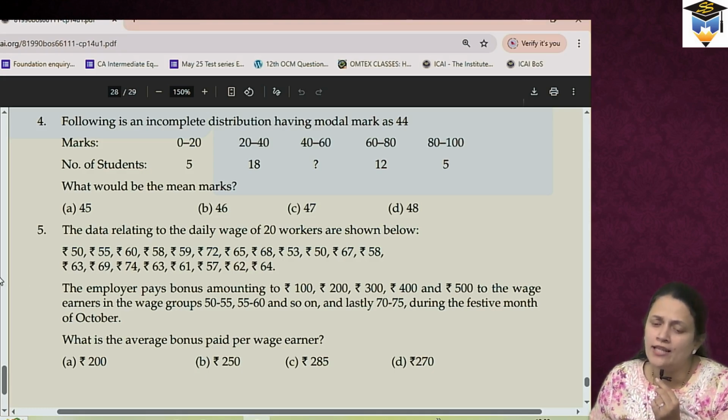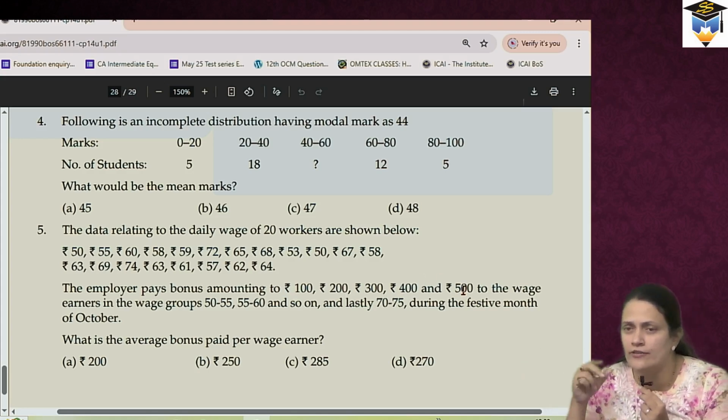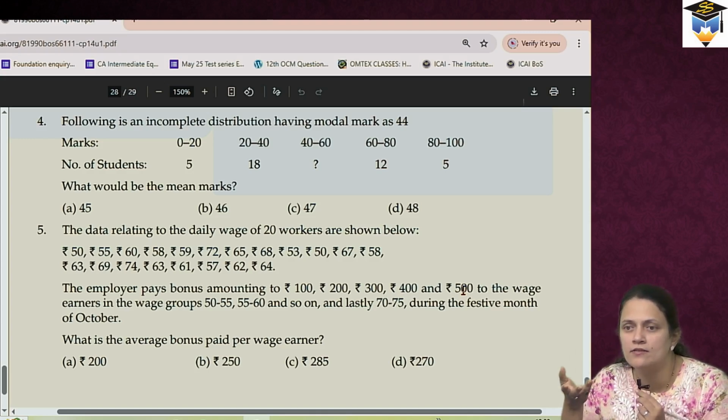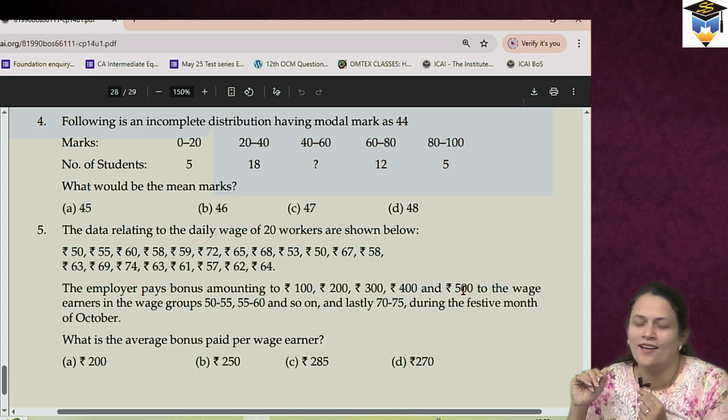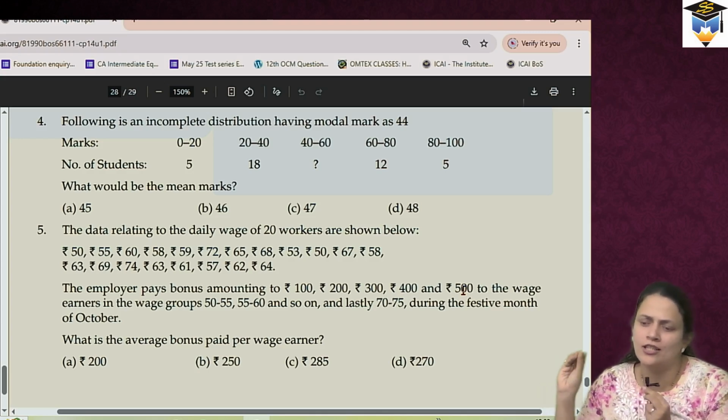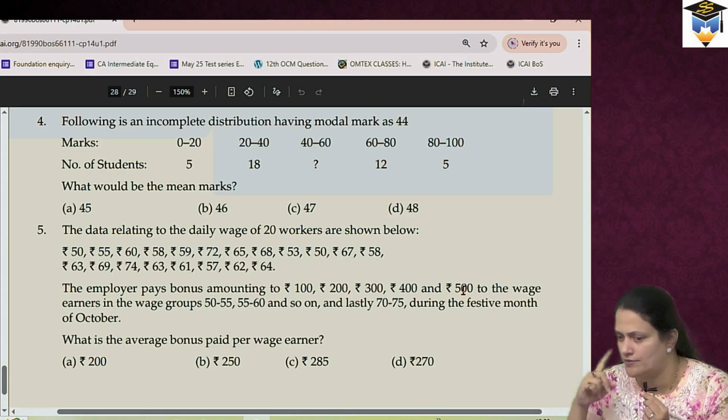Now, can anybody tell me the employer pays a bonus of 100, 200, 300, 400, 500. What is this given to us as? Huh? What is it given to us as? Tell me, even if it is wrong, it's fine. Don't be overconfident. Yes, Atharva, tell me what you said. Frequency is 100, 200, 300, 400. Harshavardhan, is it frequency that is given to us? Then, okay.